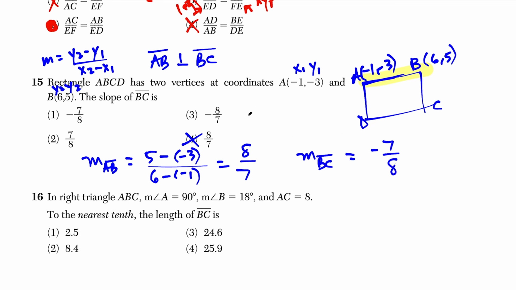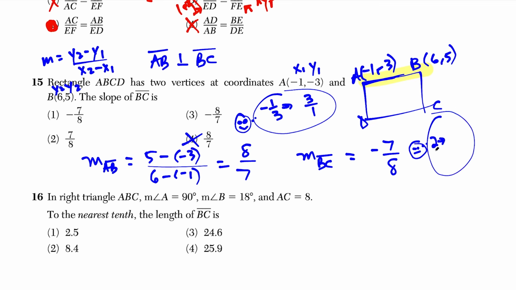Just in case you're not too comfortable with questions like this, if I had to find the negative reciprocal of something like -1/3, I would flip this to 3 over 1, and since it's negative, I make it positive. If I had a whole number, like 2, I'm going to call it 2 over 1, and I would flip it to 1 over 2, and then change the sign to negative. So you need that little skill of how to find negative reciprocals. But in any case, the slope of BC is -7/8, and that corresponds to choice 1.